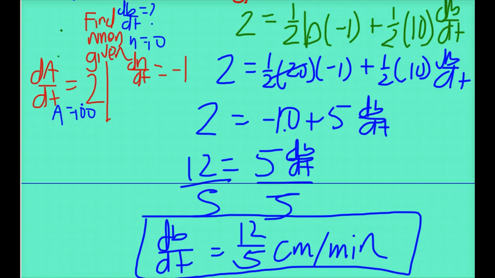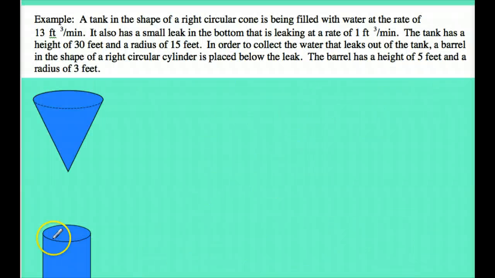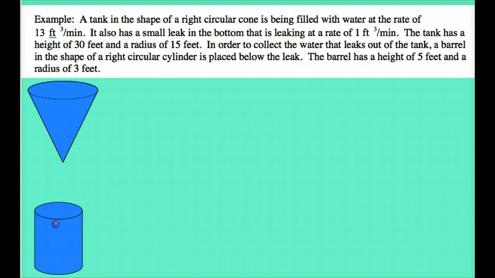So let's do one last problem with related rates. It's a little bit more difficult. Let me make sure I give you guys enough room for this. This says a tank in the shape of a right circular cone, so here's a right circular cone, is being filled with water. So what I know is that water is coming into here at 13 feet cubed per minute. But I also know water is dripping out of here at 1 foot per minute, so that's a -1 foot per minute.